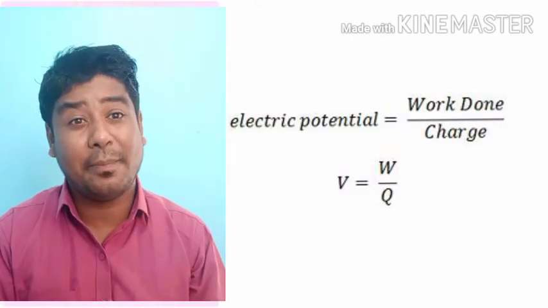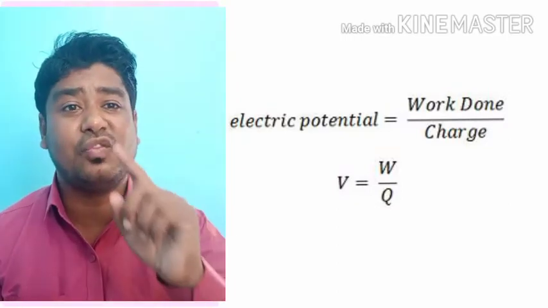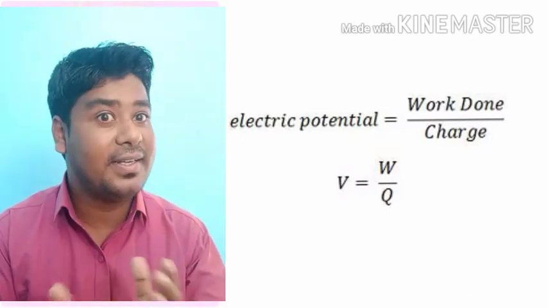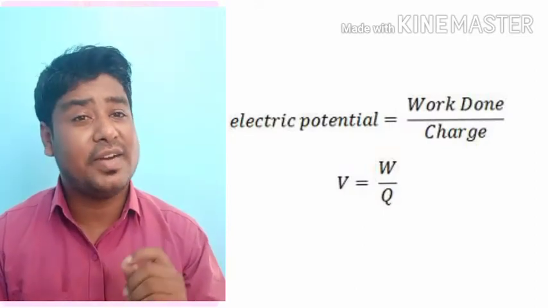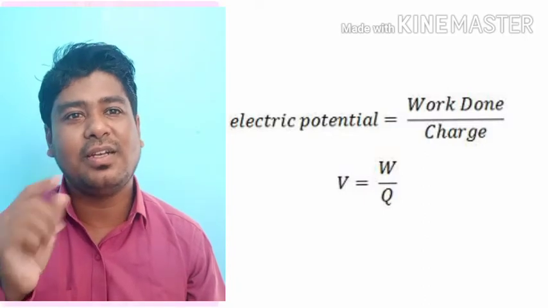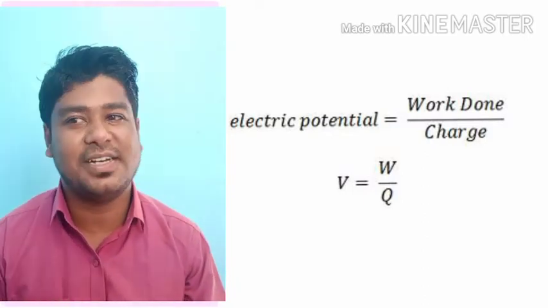Then how do we represent it mathematically? So mathematically we write it as V is equal to W by Q. What is this? V stands for voltage, as I already told you. And what is W? In 9th standard you have studied, that is work done. So work done divided by Q. Q, in the previous video we had discussed, is charge.